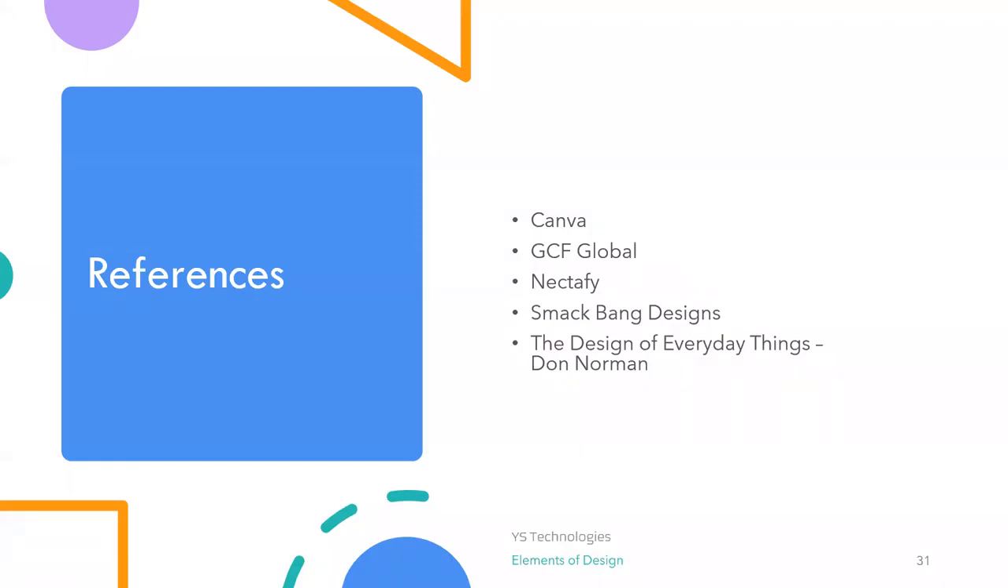So these are some of the references from which I got the ideas for today's presentation. And they all have a lot of resources to explore further about design and elements of design. Many more than what was covered today.